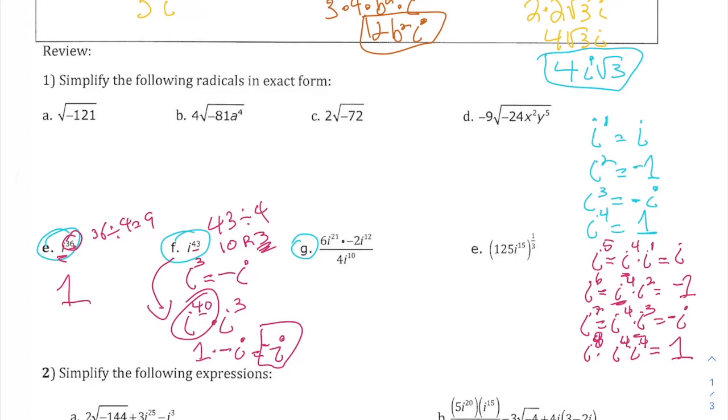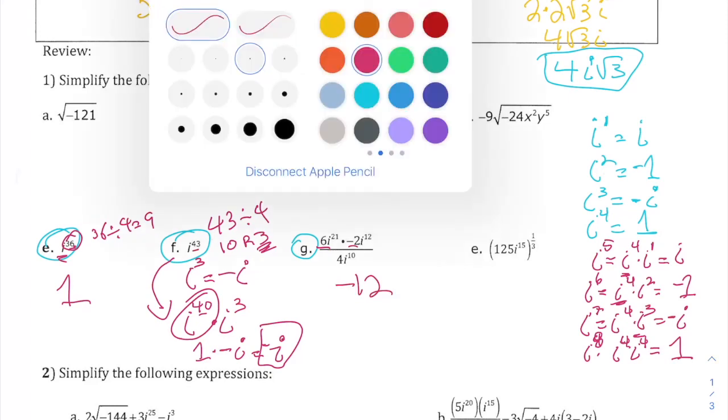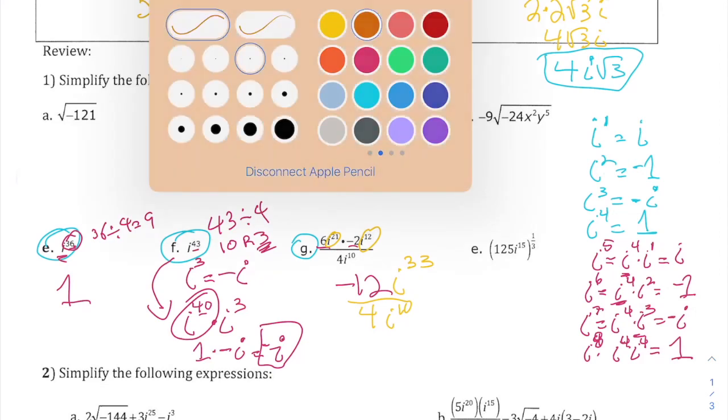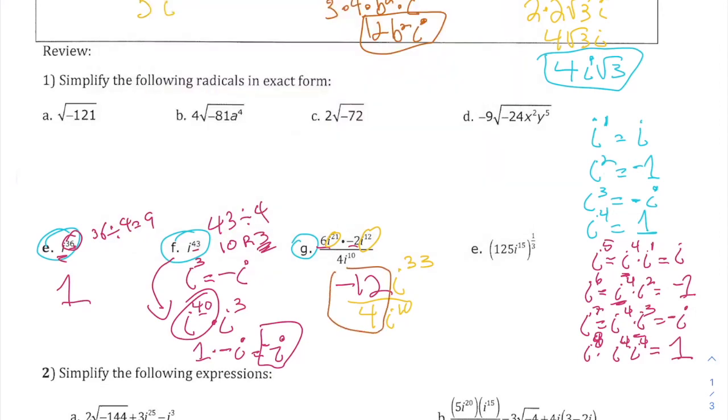And now for G, we're just using exponent rules here. So 6 times negative 2, those are just coefficients, just numbers, so you just multiply those together. And then I to the second times I to the 12th, well, that's I to the 33rd over 4 I to the 10th. And again, continuing with exponent rules, negative 12 divided by 4 is negative 3.